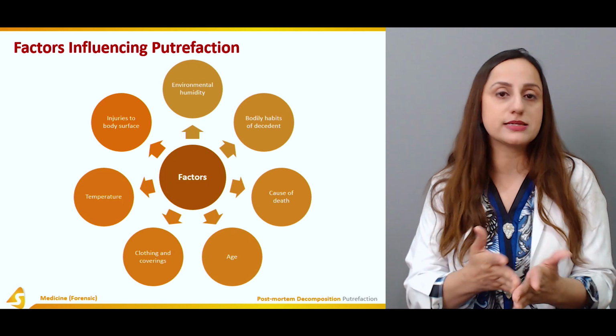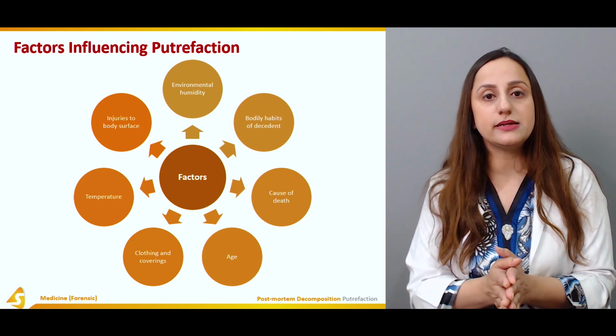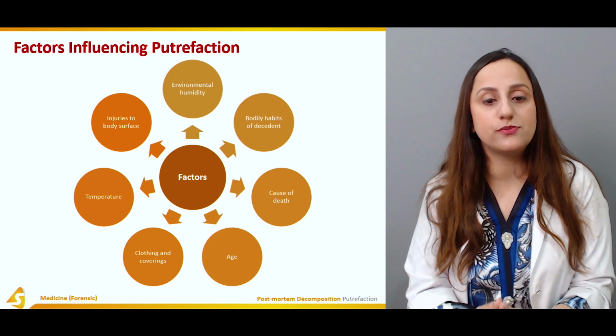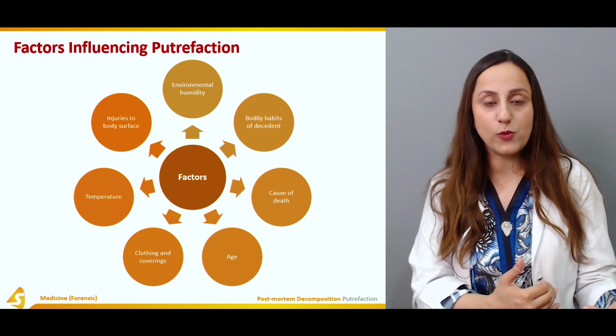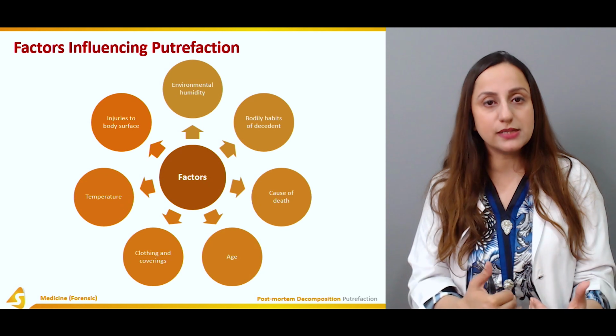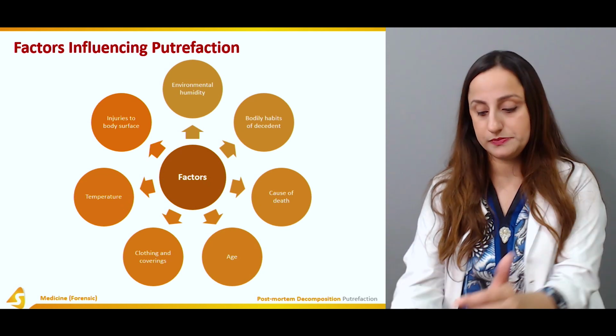If you're asked by your examiners about the preservation of dead bodies, it can be in a freezing environment, or it can be due to some chemicals. That process is called the embalming phenomenon.